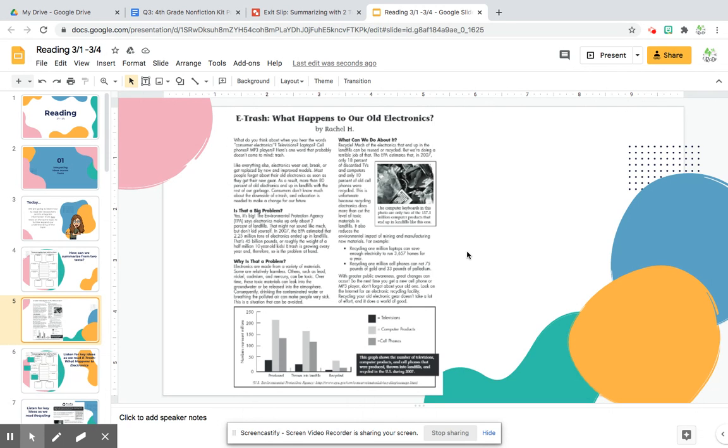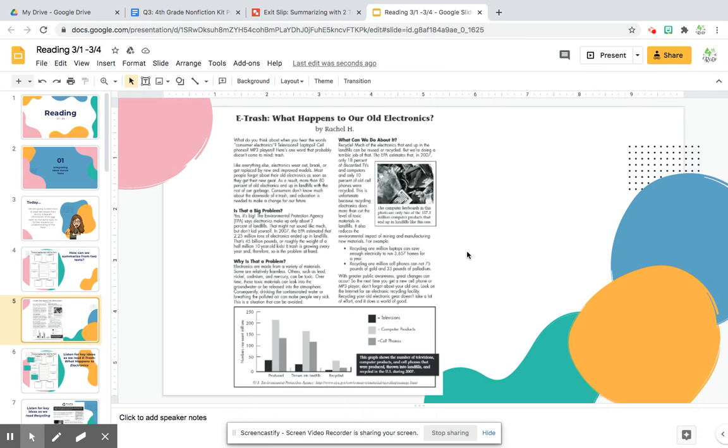Recycle. Much of the electronics that end up in the landfills can be reused or recycled, but we're doing a terrible job of that. The EPA estimates that in 2007, only 18% of discarded TVs and computers and only 10% of old cell phones were recycled. This is unfortunate because recycling electronics does more than cut the level of toxic materials in landfills. It also reduces the environmental impact of mining and manufacturing new materials.